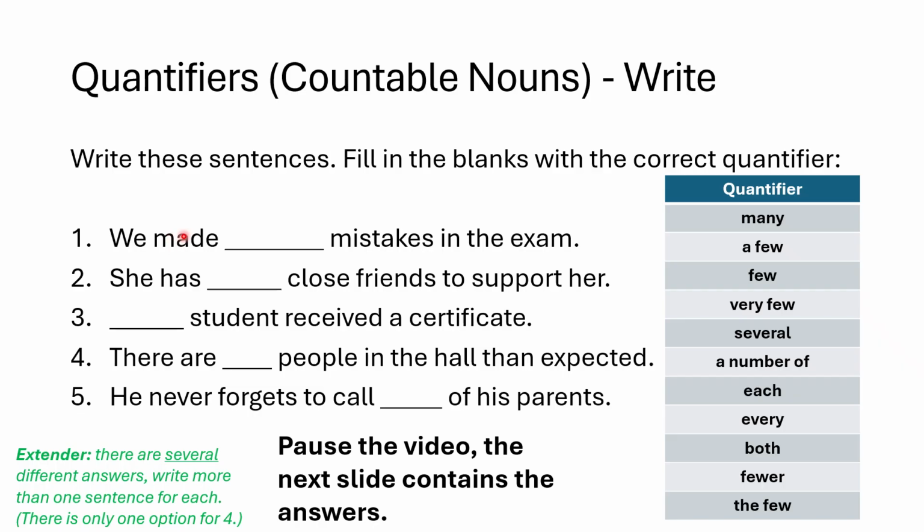1. We made ___ mistakes in the exam. 2. She has ___ close friends to support her. 3. ___ student received a certificate. 4. There are ___ people in the hall than expected. 5. He never forgets to call ___ of his parents.